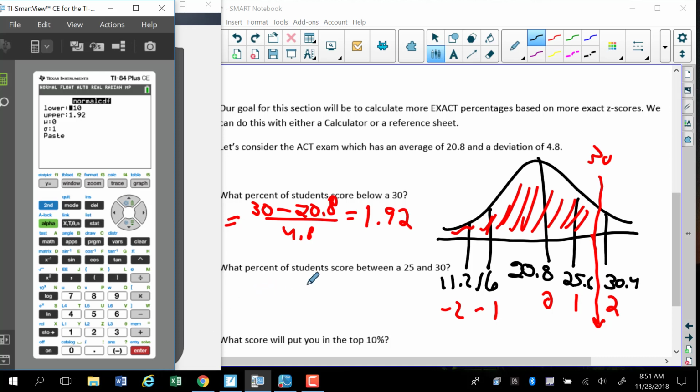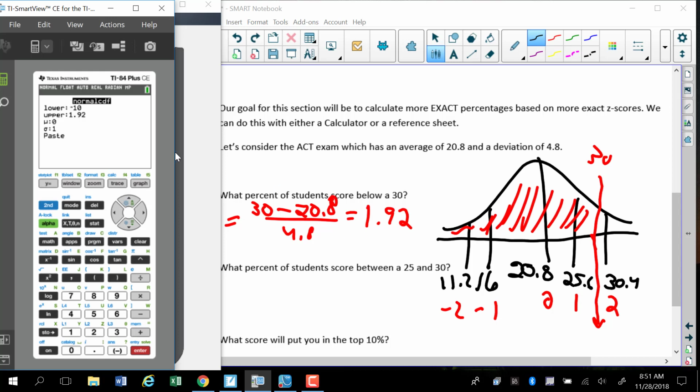Now here we want to say score below a 30. So our lower bound is negative infinity. There's no button that says negative infinity. We just need to go way far down. Now, if you're doing below, you're going to use -10. If you're using above, like if we want to know what percent score above 30, we would use an upper bound of +10 and the lower bound of our z-score.